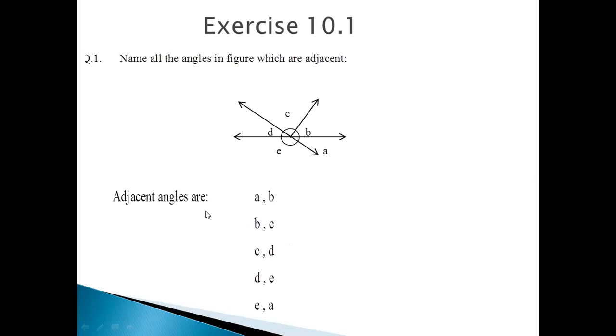You only have to write which angles are adjacent. A and B, B and C, because they have one common arm. If you read the definition, you can easily understand. The definition is given on page number 125. C and D are adjacent, D and E are adjacent, and E and A are adjacent. Now come to question number 2.